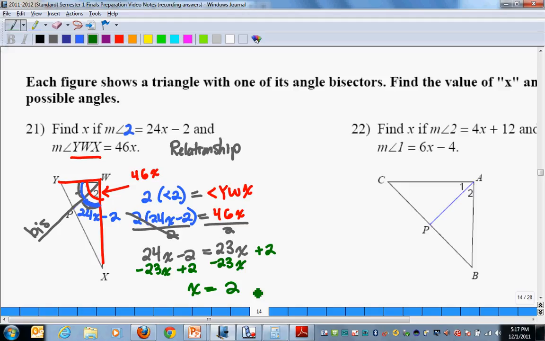And then we plug that in. 24 times 2 is 48 minus 2, so that equals 46. So this angle is 46, this angle is 46, and then of course the larger red angle is 2 times 46, which is going to be 92.